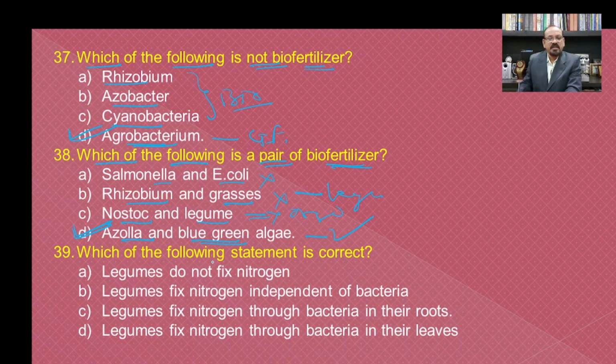Then, which of the following statements is correct? Legumes do not fix nitrogen, this is wrong. Then legumes fix nitrogen independent of bacteria, this is wrong. Then legumes fix nitrogen through the bacteria in their roots, this is correct. And legumes fix nitrogen through the bacteria in their leaves, this is also wrong. And hence the correct statement, that is C, will be the answer for this question.